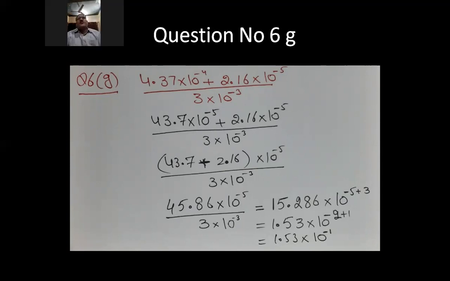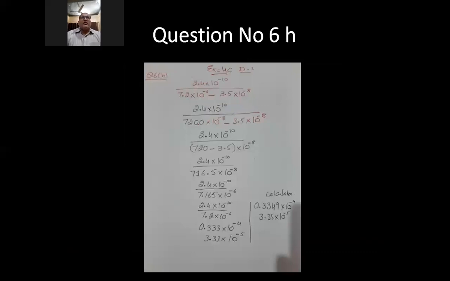But if you want to do this on the calculator, listen carefully. In your calculator, you will write 4.37 x 10 power minus 4 plus 2.16 x 10 power minus 5 equals to, divided by 3 x 10 power minus 3 equals to, and you will get this answer. This is how you do this question on the calculator. Okay. So now we have question number 6, H part. Again, I'm going to do it without the calculator.